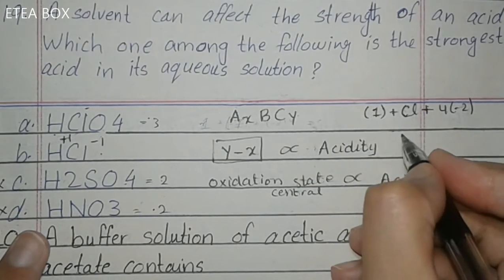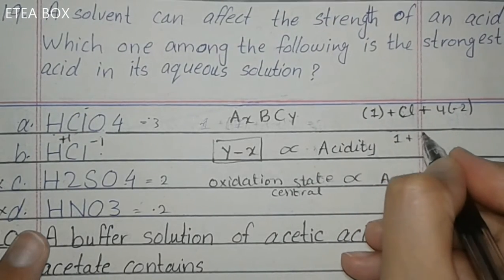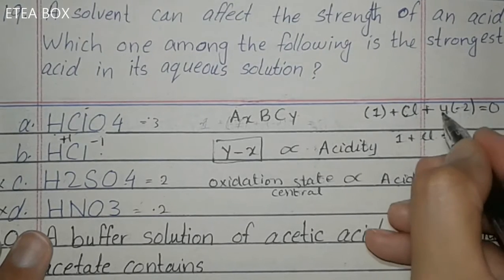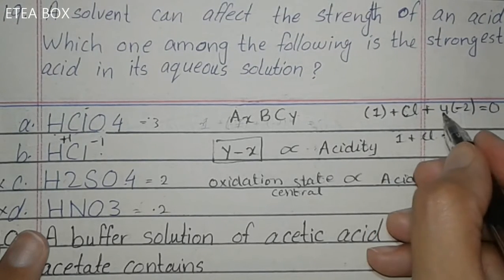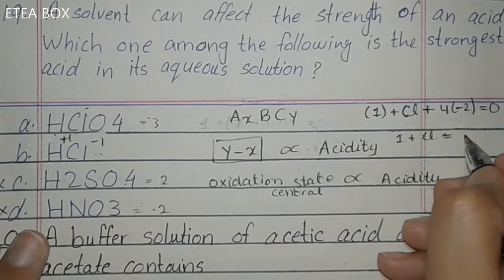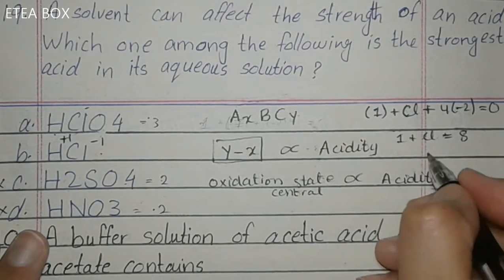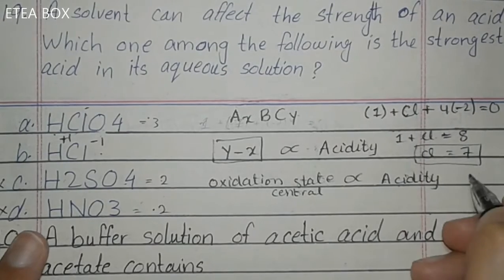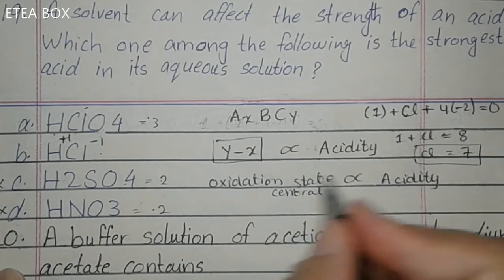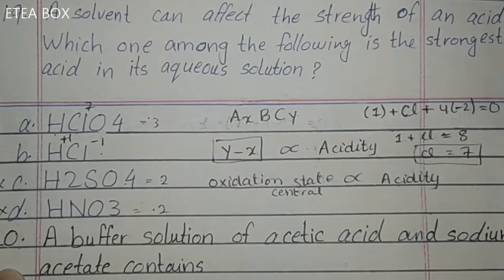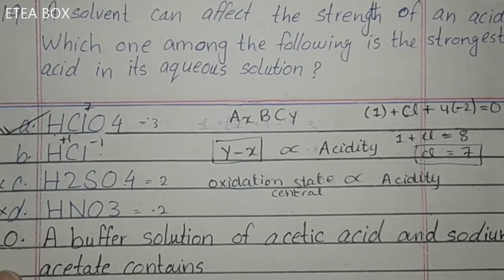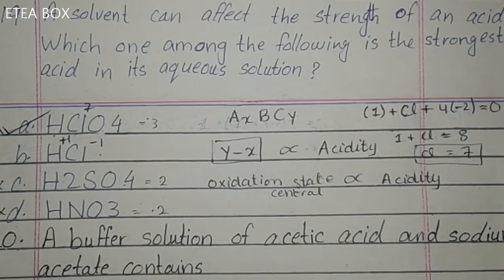Now look at here. 1 plus Cl plus minus 8 is equal to 0. When I bring this here, it will be 8. Now Cl is equal to 8 minus 1, which is equal to 7. The oxidation state of Cl is 7. It means that this one has the greater oxidation state. So here option A is correct. Option A is the strongest acid of all these.